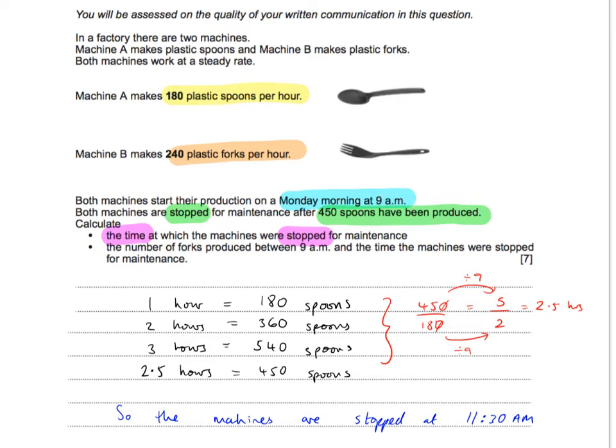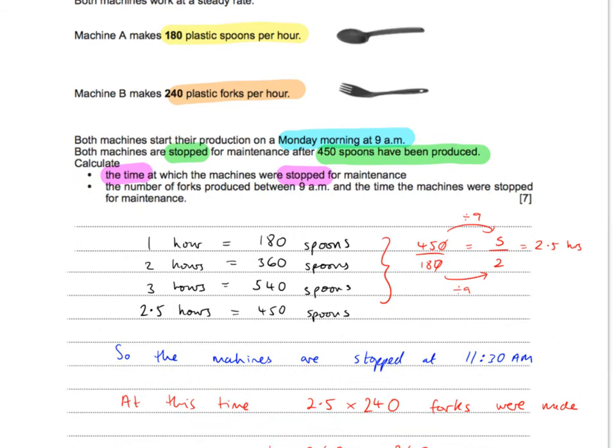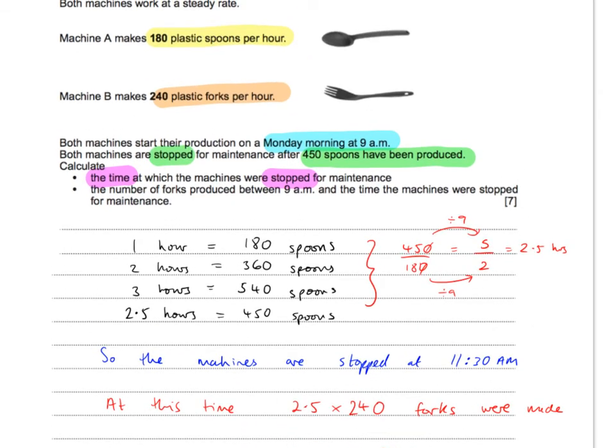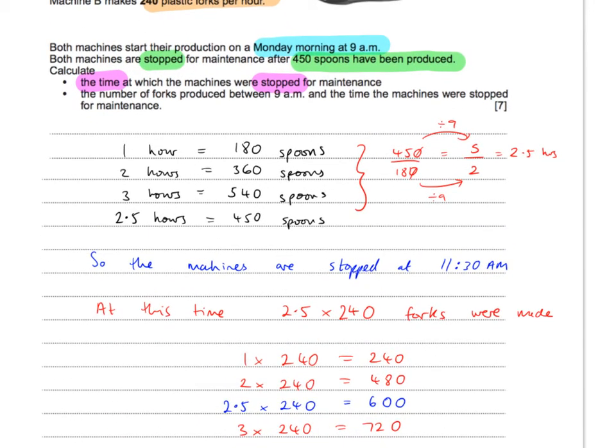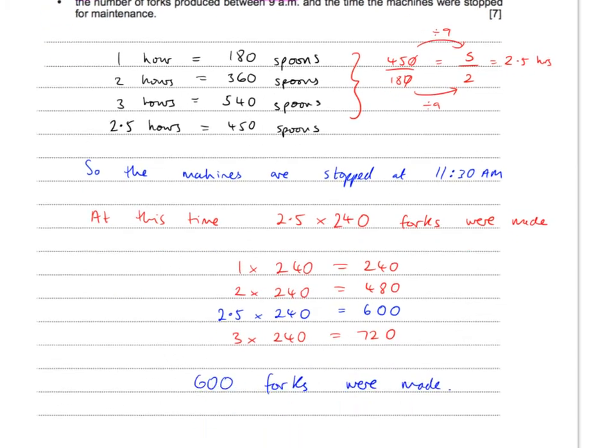So now I need to work out the number of forks that were made. And that would be 2.5 times 240. And I've gone about it in the same way. I worked out 1 times 240, 2 times 240, then 3 times 240, then 2.5 must be in the middle. So I found what was in the middle of that. But there are other ways to go and find it. You could times by 5 and then half that, or you could times by 10, half and half again. It's up to you. Okay, there's a few different ways to do it.